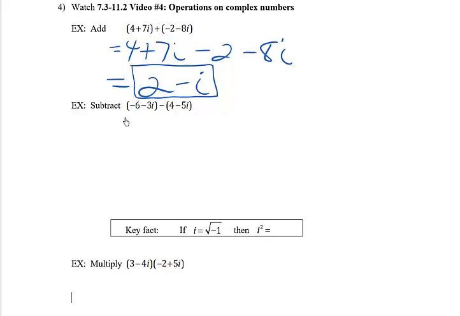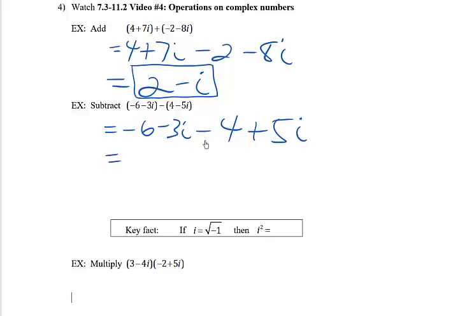Almost the same thing in the second example. Of course, with subtraction, I just have to be careful. That minus there needs to be distributed to both parts. So let's take care of that first. The first guy is fine, but then when I distribute, I get minus 4 and then plus 5i. After that, it's just combine the like terms.